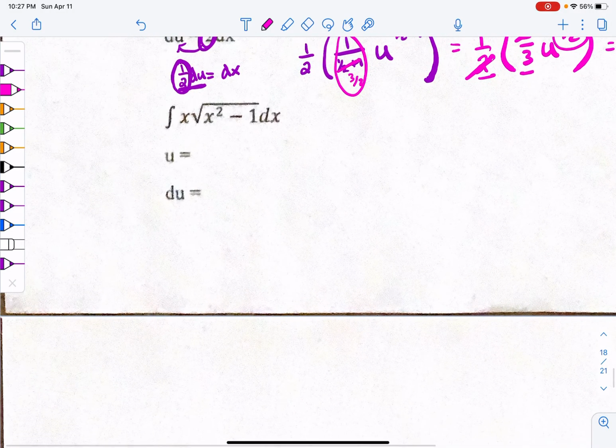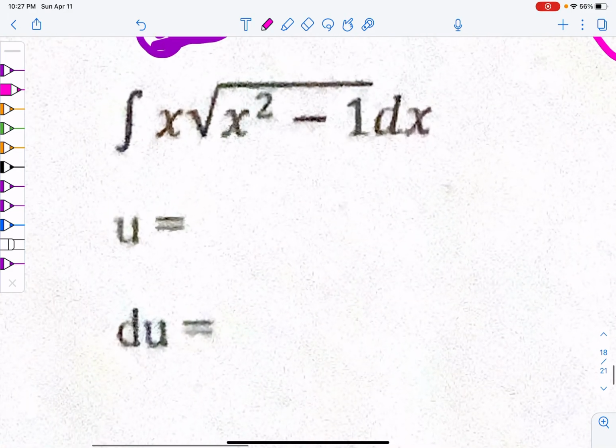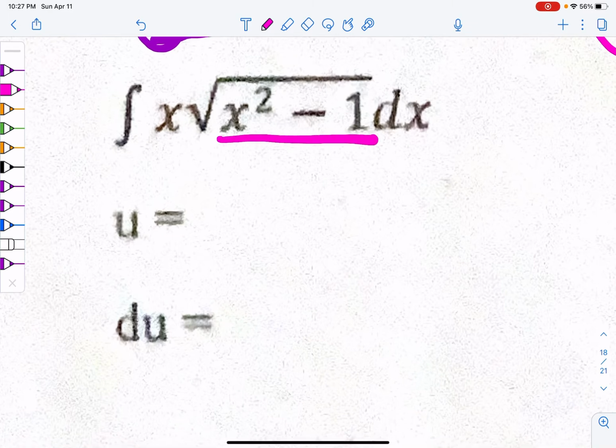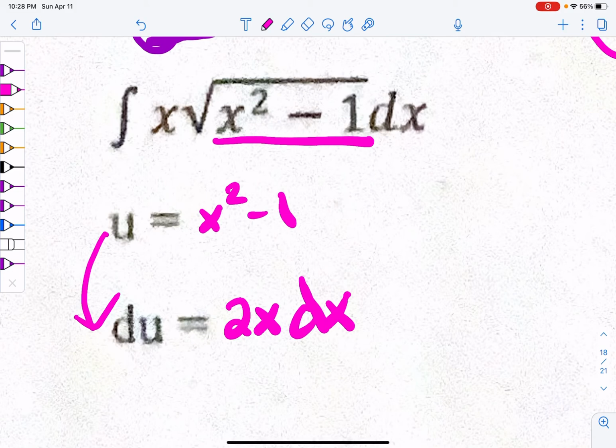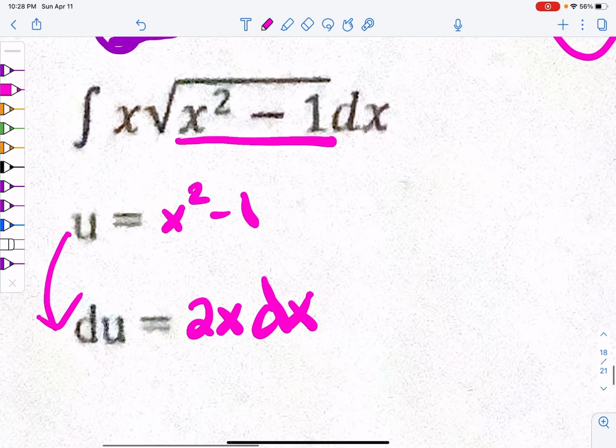Okay? So this one, u and du. Your u is going to be whatever's stuck inside of something else. So I have x squared minus 1. That's going to be minus 1, not plus 1, minus 1. That's going to be my u, and my du is the derivative of that. Okay, so the derivative of x squared minus 1 is 2x dx. Okay, so I've identified those two things, and now I'm going to start substituting.